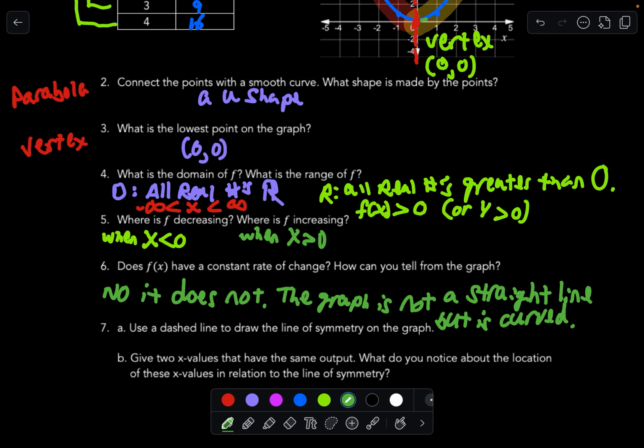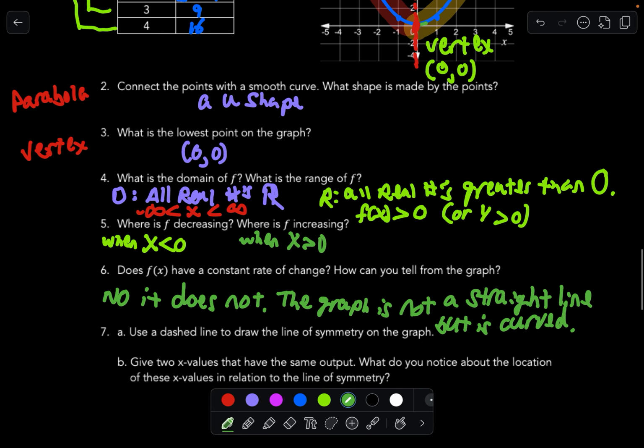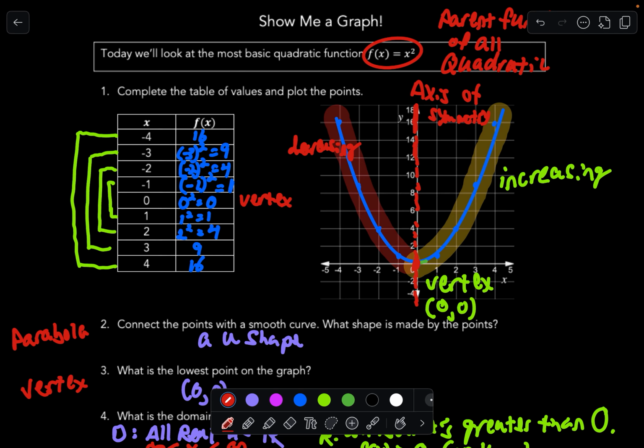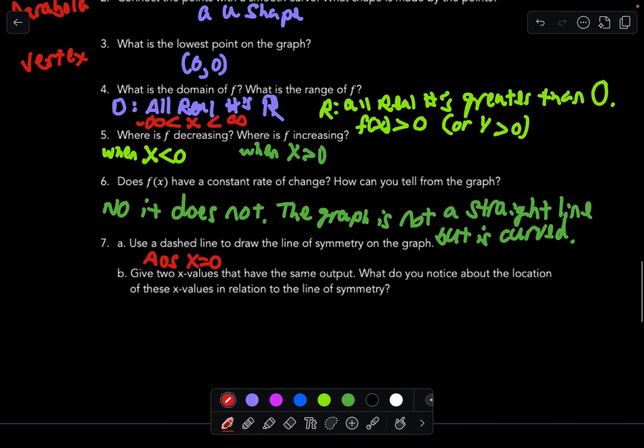Now, they said use a dashed line to represent the line of symmetry. Well, I already did that. It's the y-axis in this case, because it's going right down the center of the graph, right through where the vertex is. And we would say that the axis of symmetry, the AOS, is going to be x equals 0, because that's the vertical line that passes through the x value of the vertex, which is the origin, so this is the y-axis.